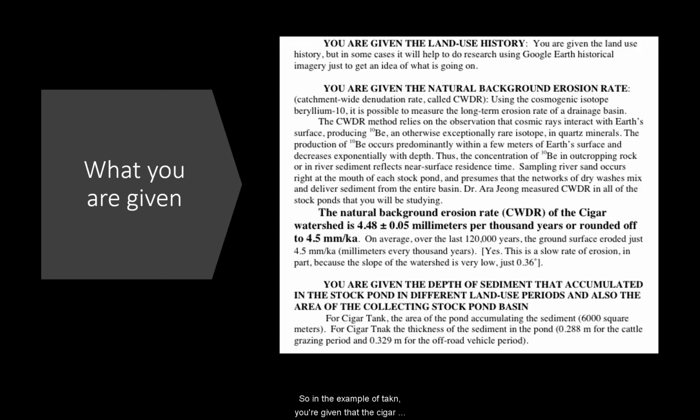In the example of Cigar Tank, you're given that the Cigar Tank watershed had a natural background erosion rate of a very small amount: 4.5 millimeters of erosion over a 1,000-year period. Okay? Millimeters are not very much. 4.5 millimeters is a big sand grain. It's a very slow rate of erosion. In this case, I measured it over the last 120,000 years. You're also given the depth of sediment that accumulated in the stock pond and the area of the stock pond.